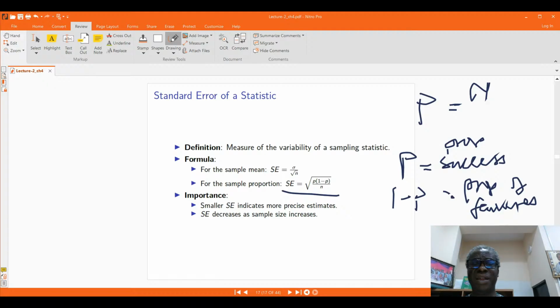Regardless of whether it is for mean or for proportion, the property still remains that a smaller standard error indicates a more precise estimate, and standard error decreases as sample size increases, whether it is the standard error for the mean or for the proportion.